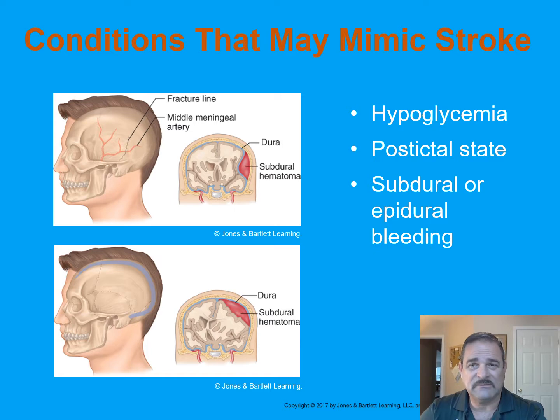All right, so conditions that may mimic stroke: hypoglycemia, a postictal state. This is after the seizure has occurred. And then subdural or epidural bleeding from trauma. Here are your diagrams. If you look at the fractures, you can see, and this is incorrect.